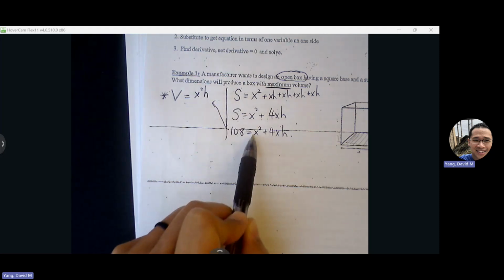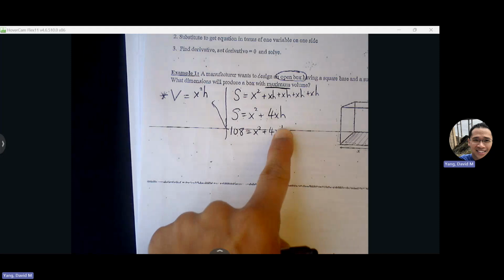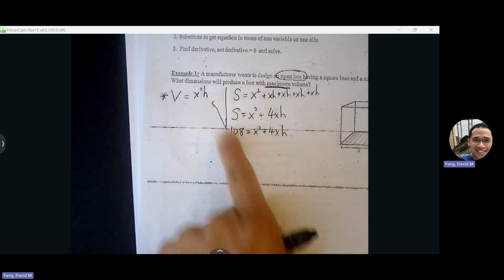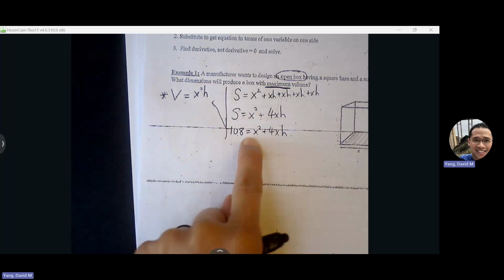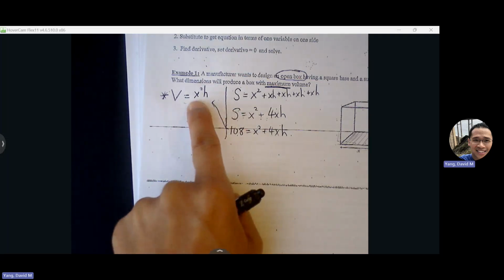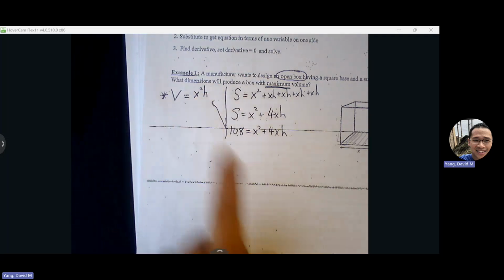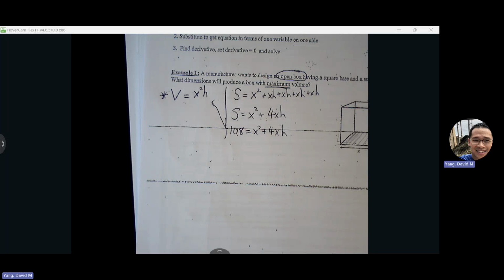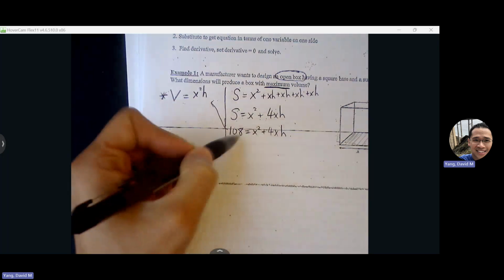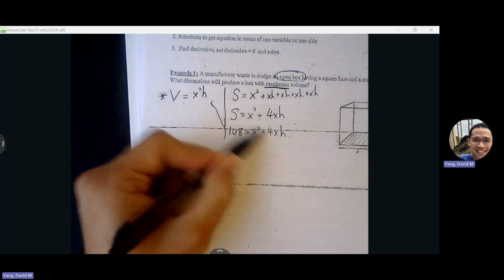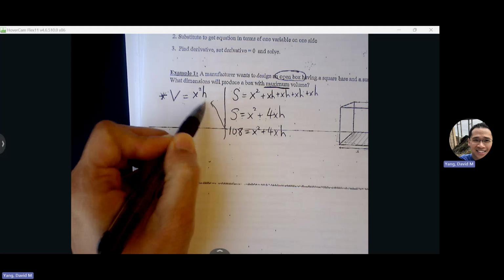I mean, it would be nice if that x wasn't here, then we can do 108 minus 4h, and that'll be fine. But in this case, if we solve for x squared, we're still going to have x left in our equation. Okay, so we only want one variable that remains. So what's our other option? H. Okay, so if I solve for h, I can get my equation in terms of x. I can replace h in terms of x.